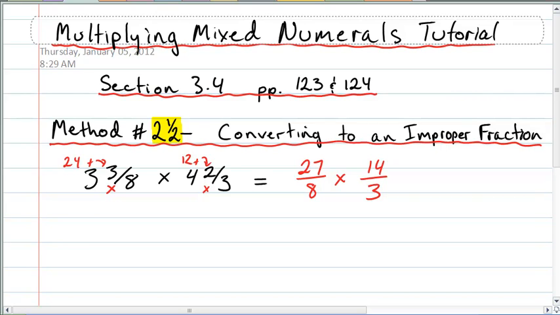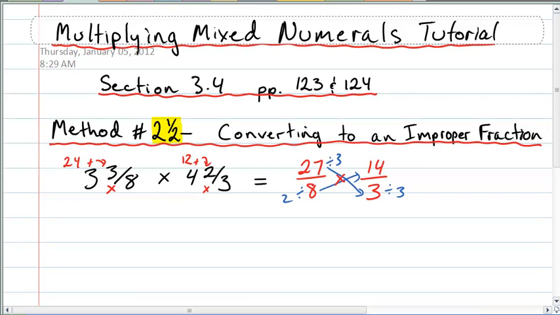And you ask yourself, when we think of division or multiplication, we could look crossways, okay? And see, are there numbers that go into both 27 and 3? In this case, yes, it's 3. We can divide this by 3 and this by 3. And between 8 and 14 is 2.